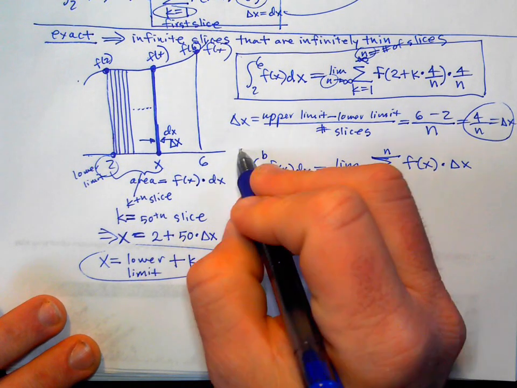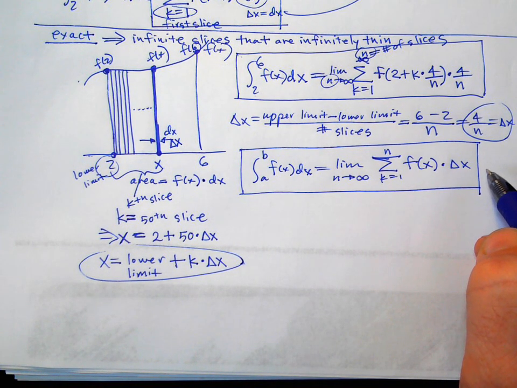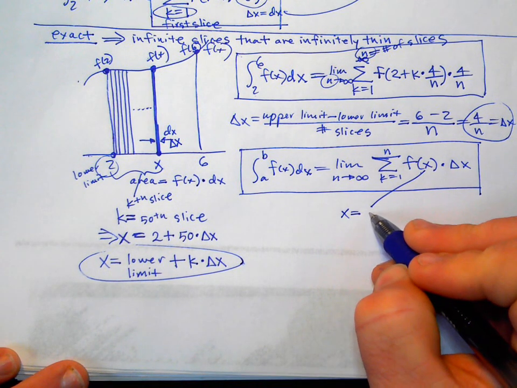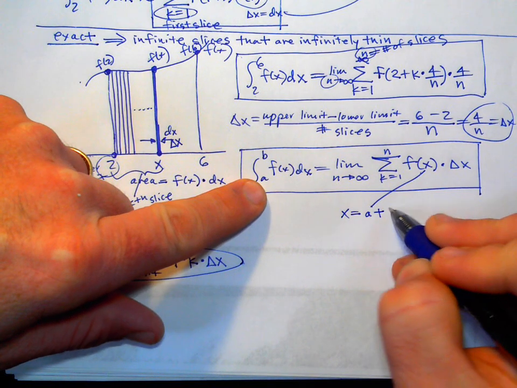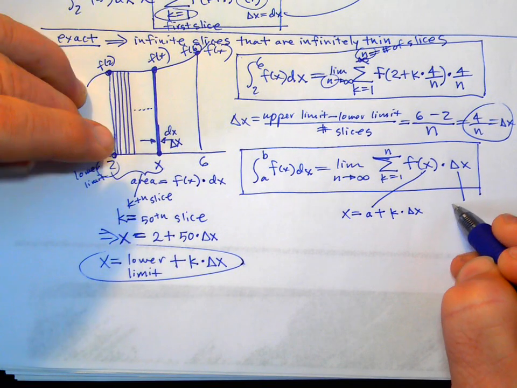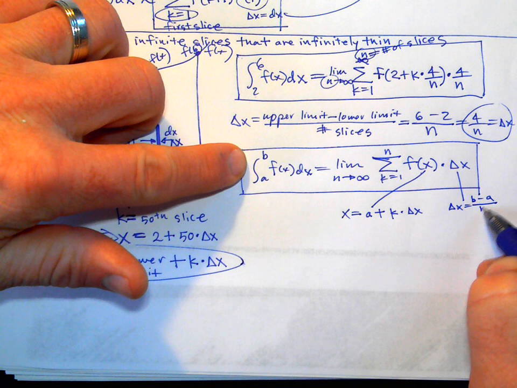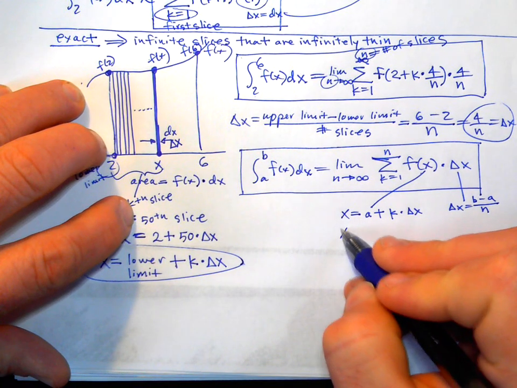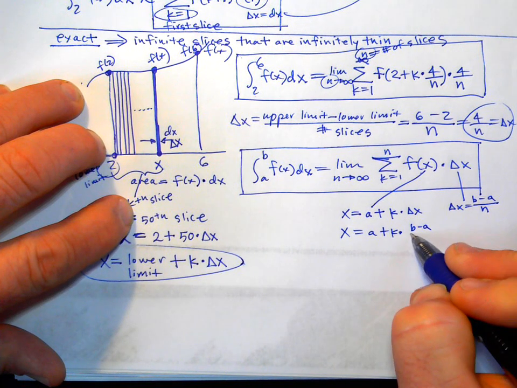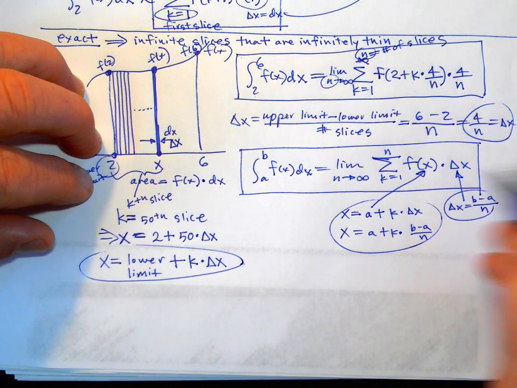Right? So that's your general approach. The hard part is that x is going to equal the lower limit, in this case a, plus k times delta x, right? And delta x is going to equal the upper limit minus the lower limit divided by the number of terms, which also means that x can be written as a plus k times (b minus a) over n. So we need those to help us.